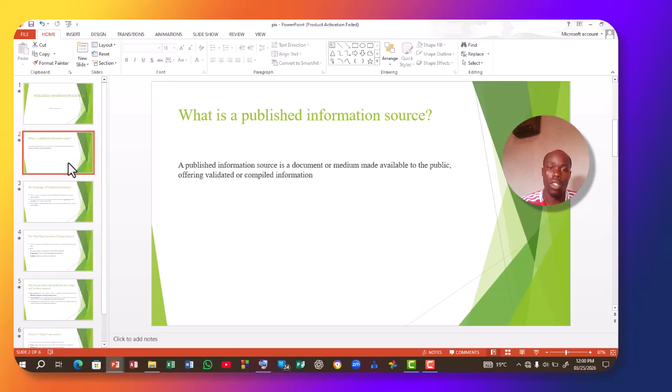A published information source is a document or a media made available to the public, offering validated or compiled information. This is just like a book having information on it. It can be a book, it can be a website, it can be anything as long as there is information on it.